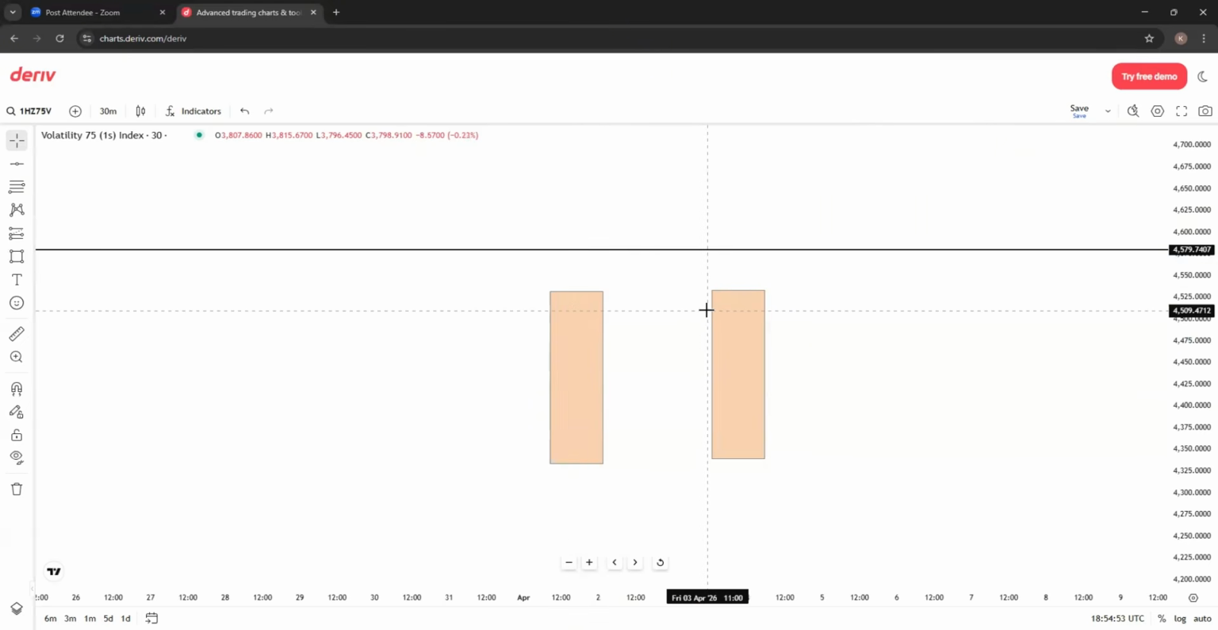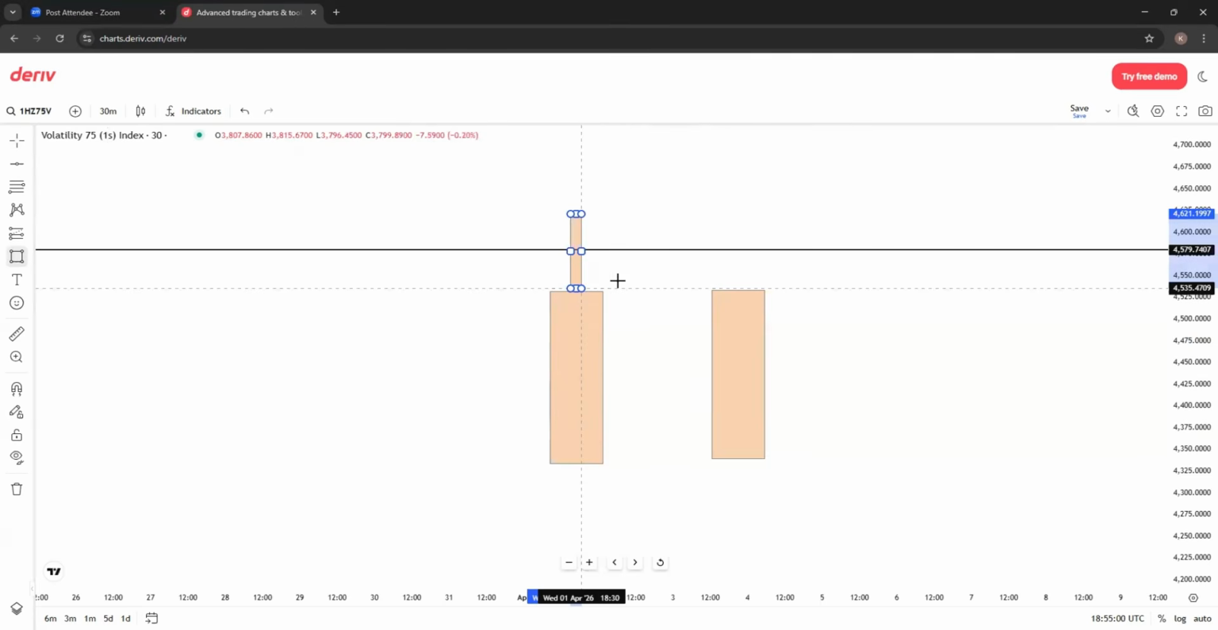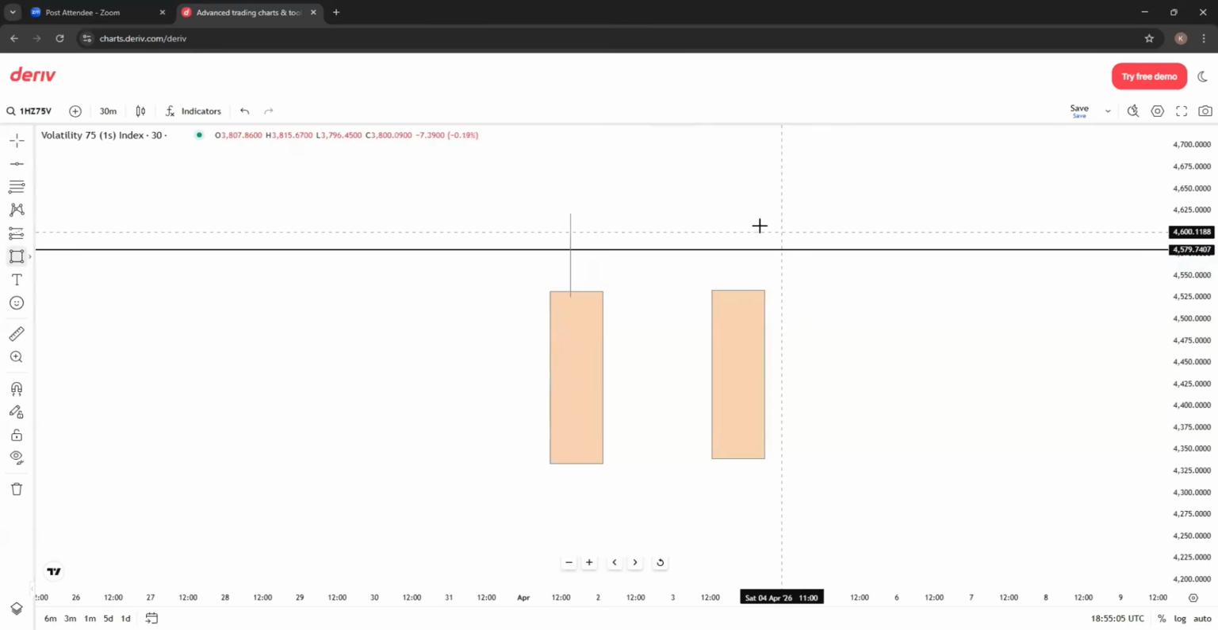I don't know if you are getting it. So it comes from the fact that there was a rejection and then price came exactly at that same point and it gave us another rejection as well. That's creating an equal high.